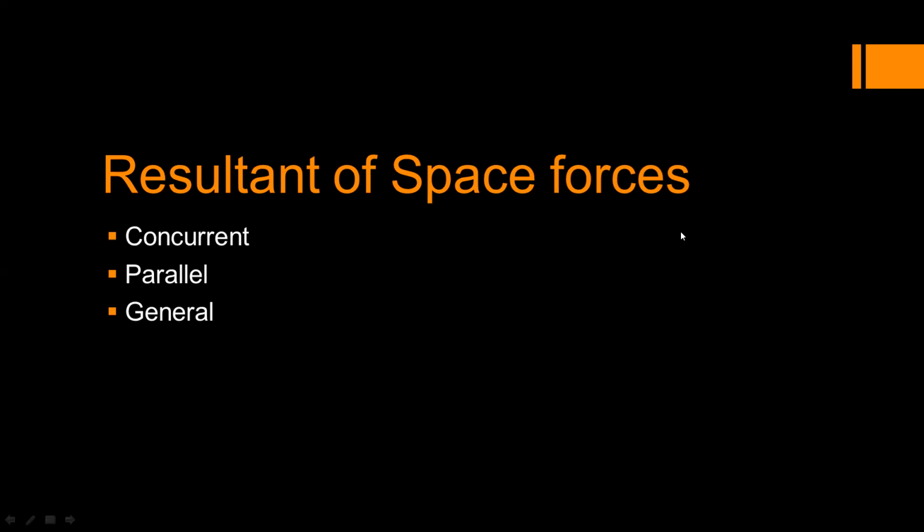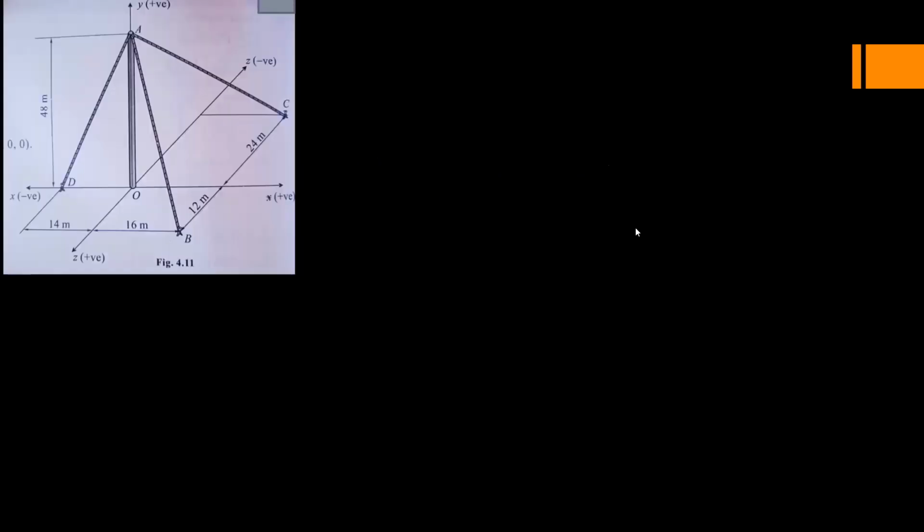So, in the space force system, again, we have 3 types. One is concurrent, second is parallel, and third is the general. Okay. So this is similar to the force in 2 dimensions. So let us see how to find out the resultant for the concurrent force system. We have already studied what is the meaning of a concurrent force system.